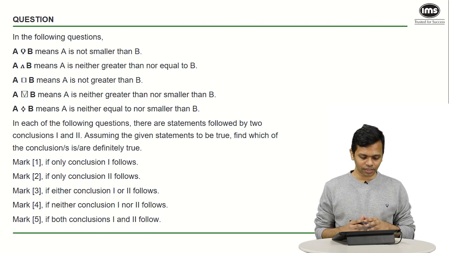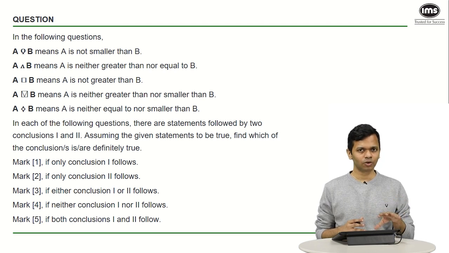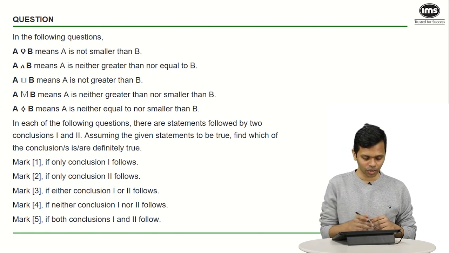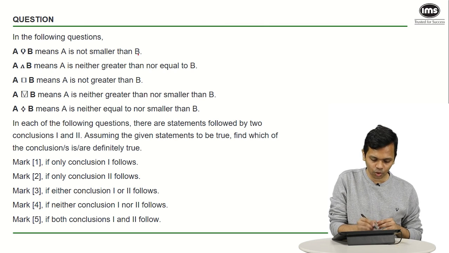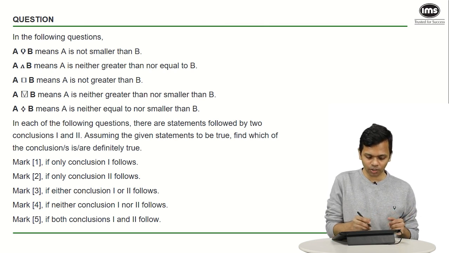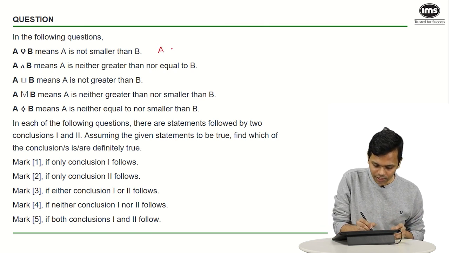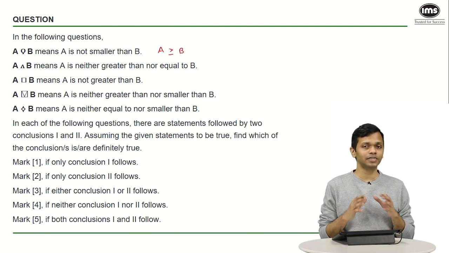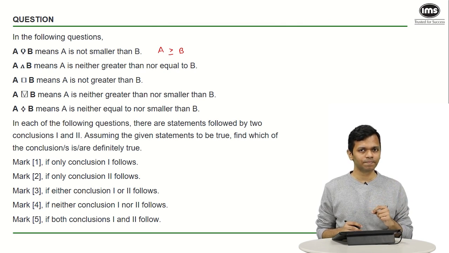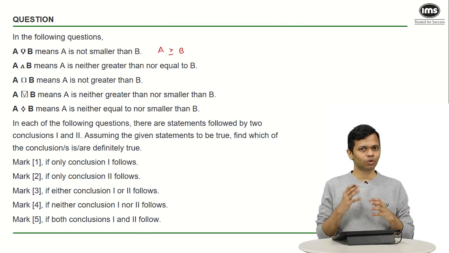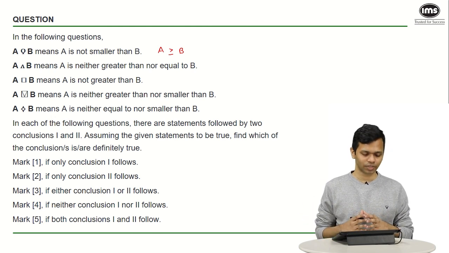So what you need to first understand is what the terminologies are and what symbols you can use to represent this. So when you say A and there is a symbol given, it means A is not smaller than B. Now when I say not smaller than B, it means A can actually be greater than or equal to B. So that is the interpretation. For each of these you will have to write down the interpretation and then use that to solve the subsequent questions.